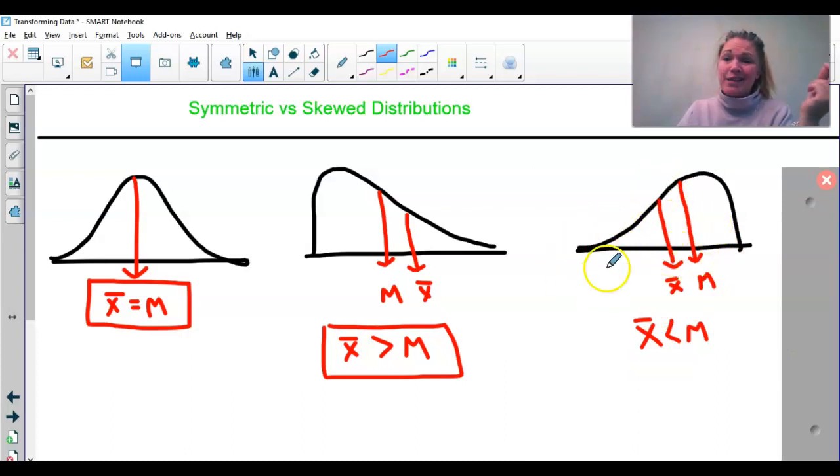Then finally, if you have data that is skewed left, again, the mean is going to chase that tail. It's going to be influenced by those extreme observations, which means the mean is going to be less than the median.